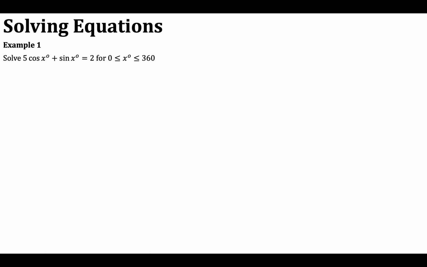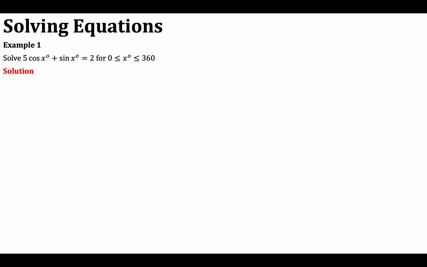So again, we've done a lot of the prerequisite work for this already, so we'll just go on with example 1. We want to solve 5 cos x plus sin x equal to 2 for x lying between 0 and 360 degrees. Now obviously on the left hand side we have the sum of two separate trigonometric functions, and it would be useful to be able to express this as a single trigonometric function.